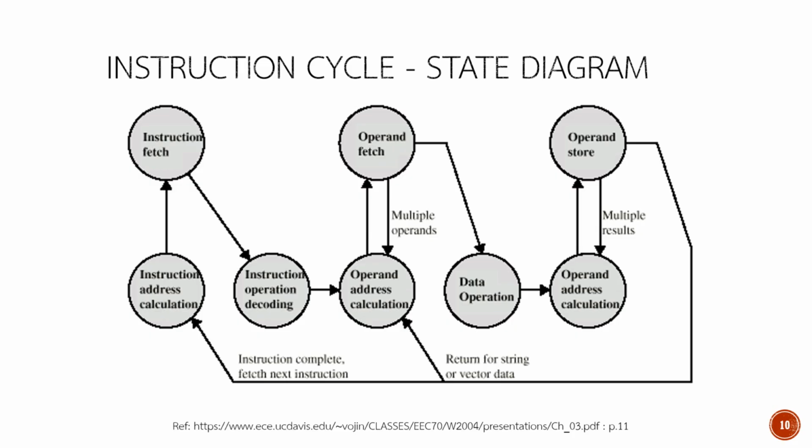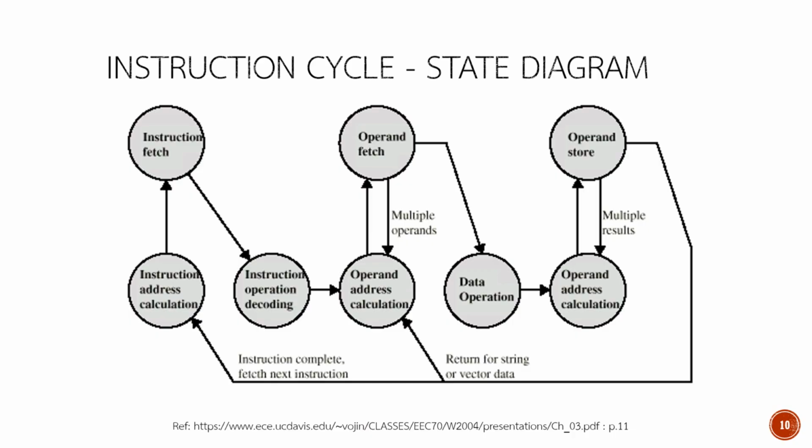States in the upper part of Figure 3.6 involve an exchange between the processor and either memory or an I/O module. States in the lower part of the diagram involve only internal processor operations. The OAC state appears twice because an instruction may involve a read, a write, or both. However, the action performed during that state is fundamentally the same in both cases, and so only a single state identifier is needed. Also note that the diagram allows for multiple operands and multiple results, because some instructions on some machines require this. For example, the PDP-11 instruction add A, B results in the following sequence of states: IAC, IF, IOD, OAC, OF, OAC, OF, DO, OAC, OS.